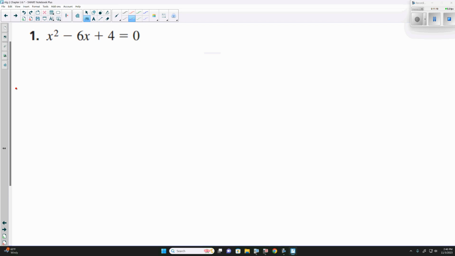X squared minus 6x plus 4. What do we need to do first to get this equal to 0? It's already equal to 0. We don't have to do anything. A is 1, B is negative 6, C is 4.